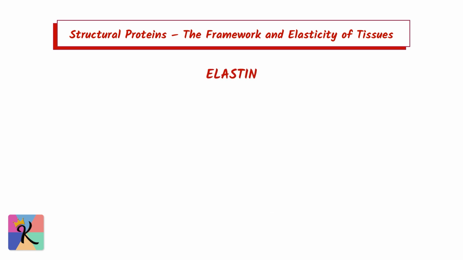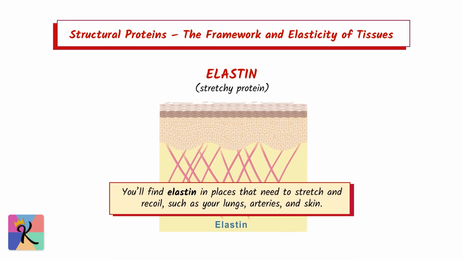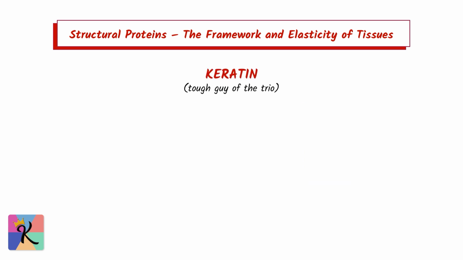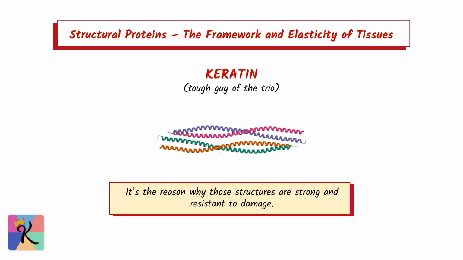Next up is elastin, the stretchy protein. It's what gives tissues like skin and blood vessels their ability to snap back into place, similar to a rubber band. You'll find elastin in places that need to stretch and recoil, such as your lungs, arteries, and skin. Finally, there's keratin, the tough guy of the trio, making up your hair and nails. It's the reason why those structures are strong and resistant to damage.